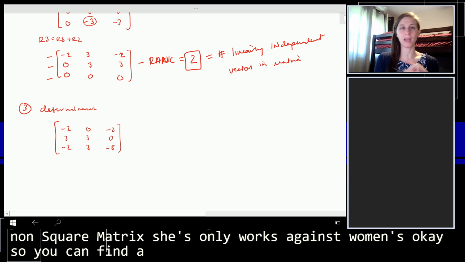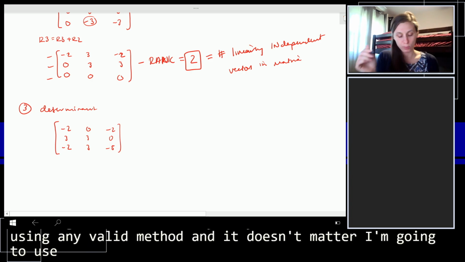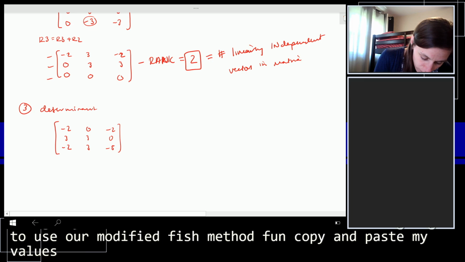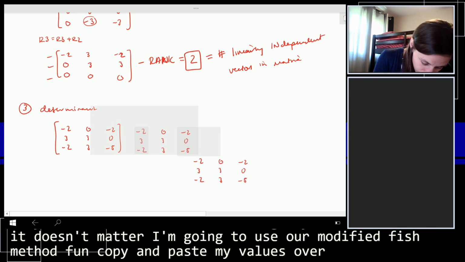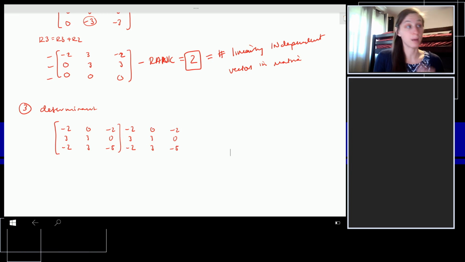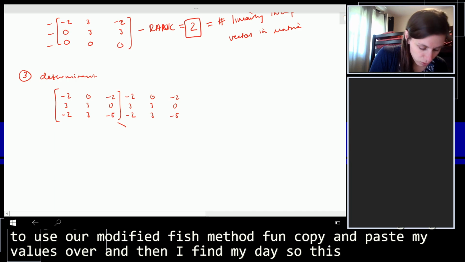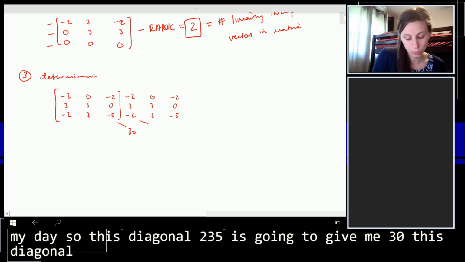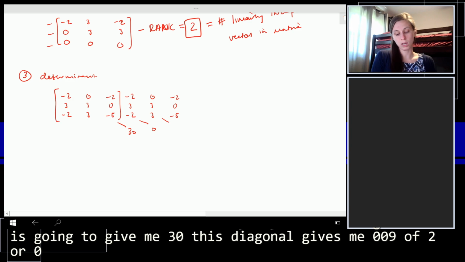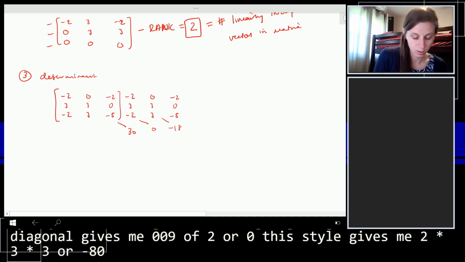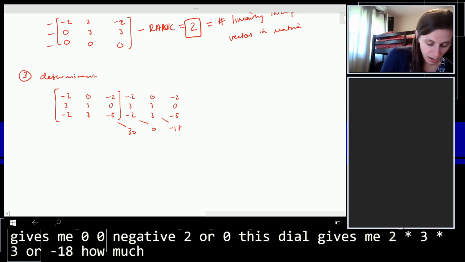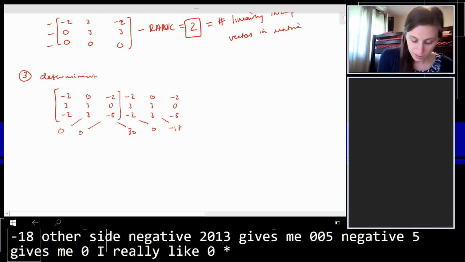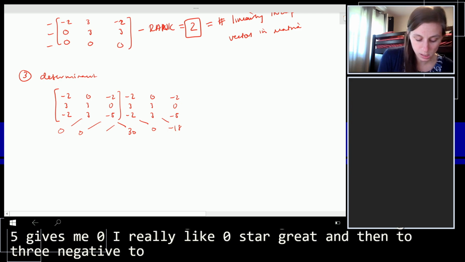Okay, so you can find a determinant using any valid method. It doesn't matter. I'm going to use our modified fish method for fun. Copy and paste my values over. And then I find my diagonals. So this diagonal, 2, 3, 5, is going to give me 30. This diagonal gives me 0, 0, -2, or 0. This diagonal gives me 2 times 3 times 3, or -18. Other side. Okay, -2, 0, and 3 gives me 0. 0, 5, -5 gives me 0. I really like zeros. They're great. And then 2, 3, negative 2 gives me 12.